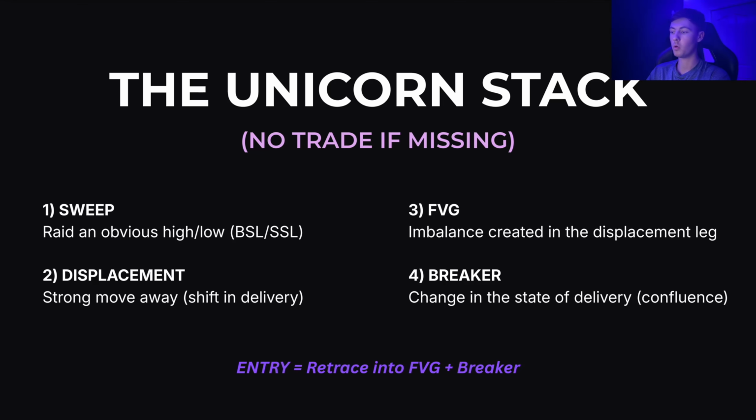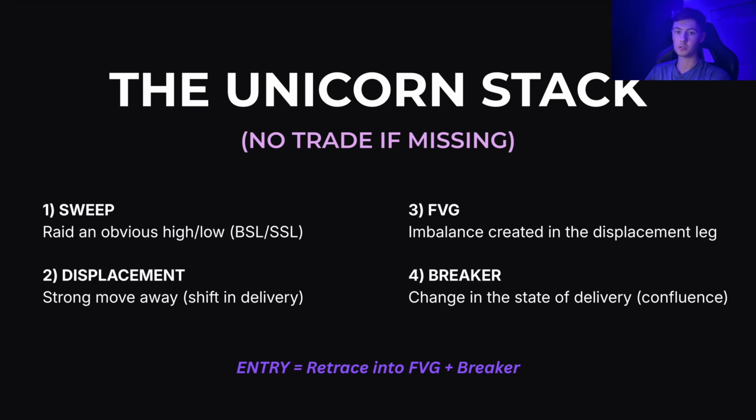And then step number four, we need to see a breaker block to confirm that change in the state of delivery. Now, if you don't know what a breaker block is, I will show you when we get on the charts, but in simple terms, it's just an order block that has been invalidated. So think a bullish order block gets flipped to the downside and retests it as resistance, again, opposite for longs. And without the breaker, it's not a valid unicorn model.